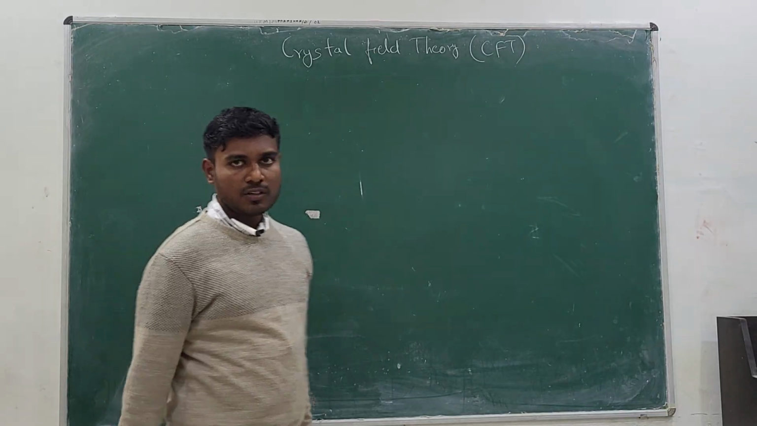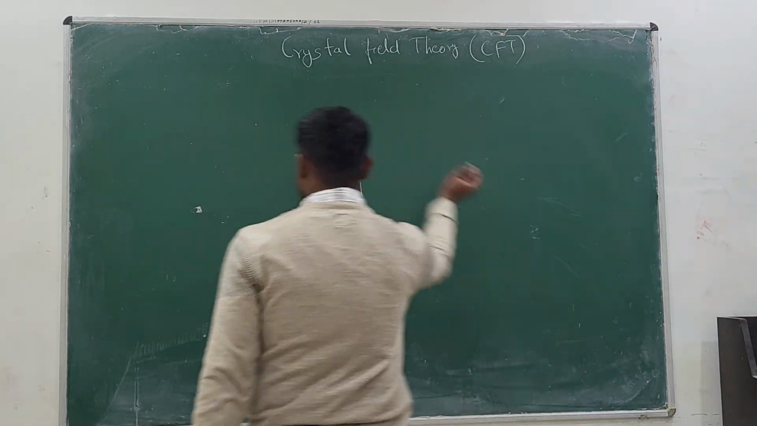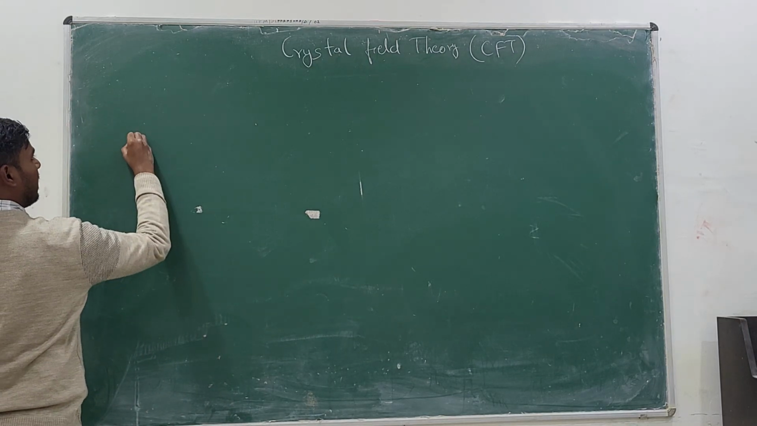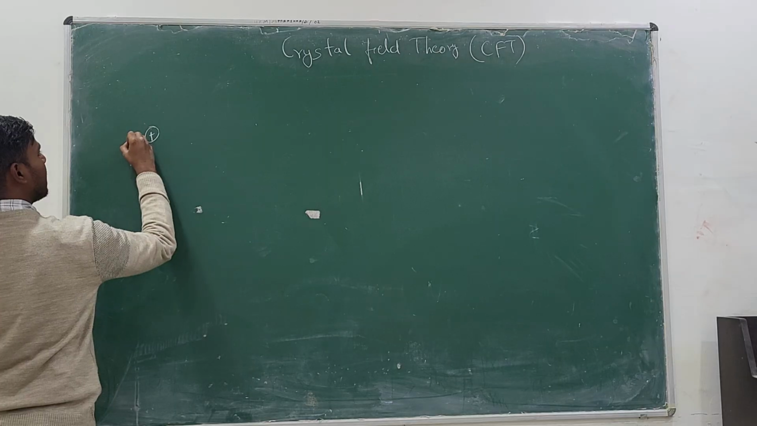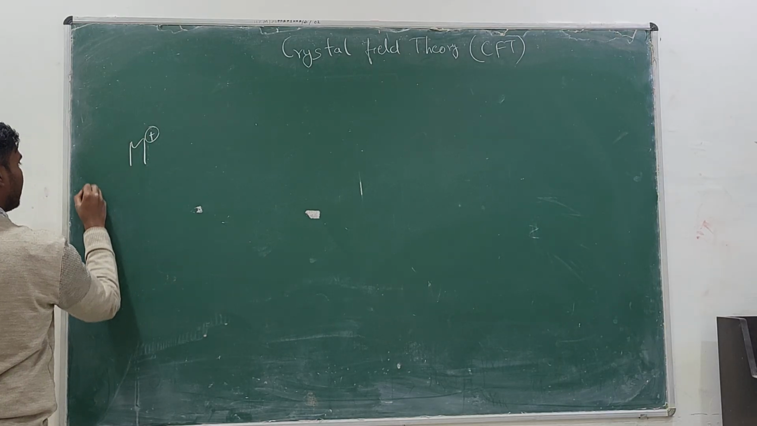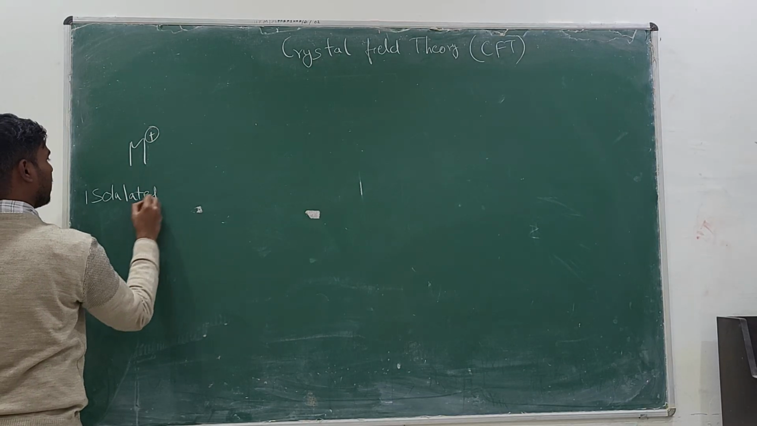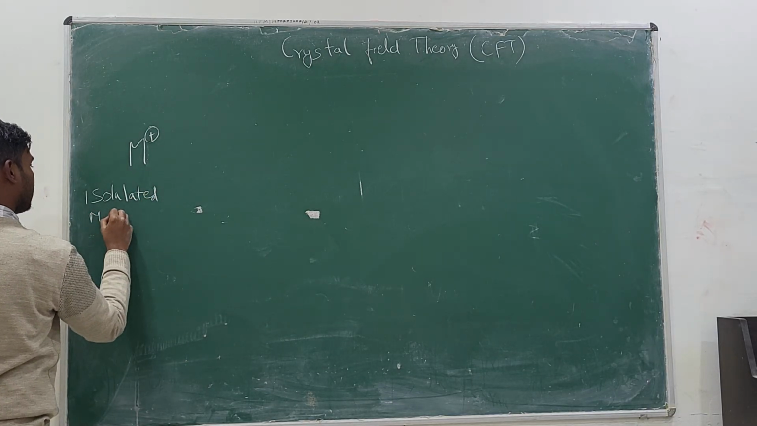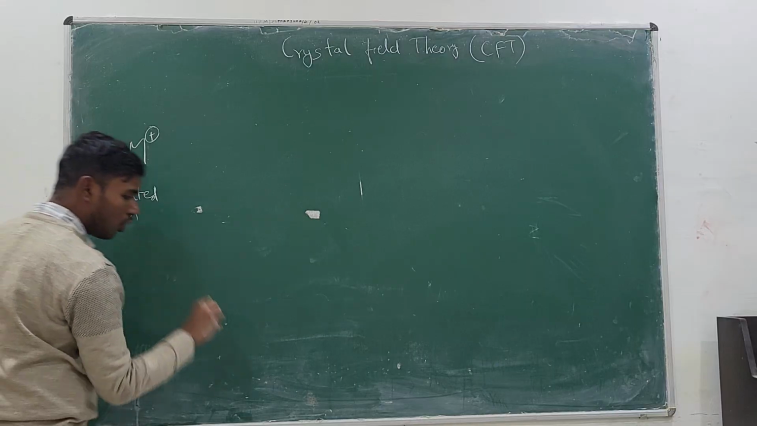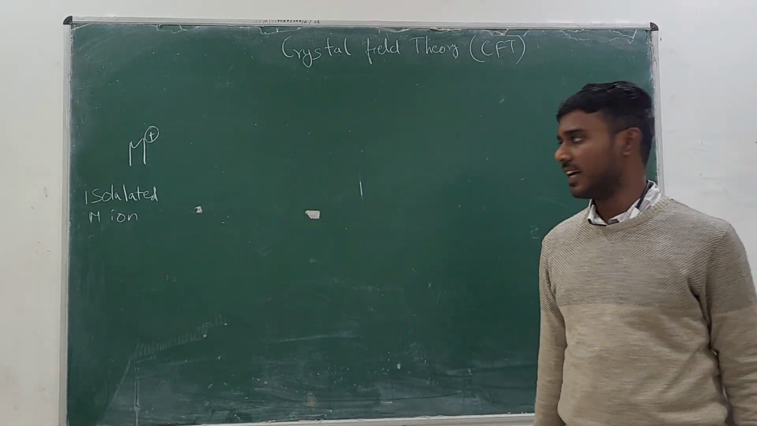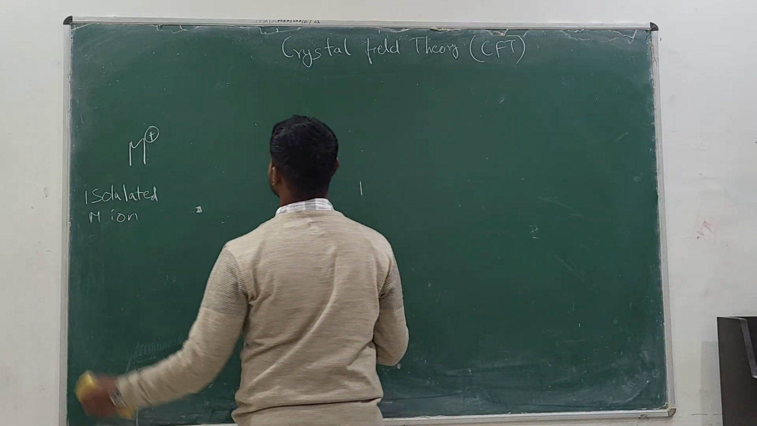So let's come back to our point which I explained earlier also. Let's suppose this is our metal ion, our isolated metal ion, which is not influenced by any ligand and which is not approached by any ligand. So it is as it is.